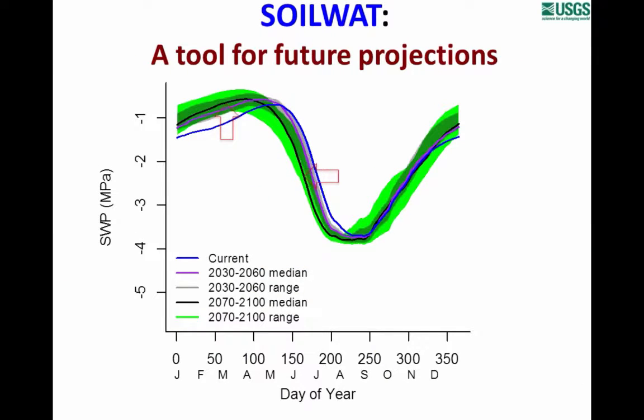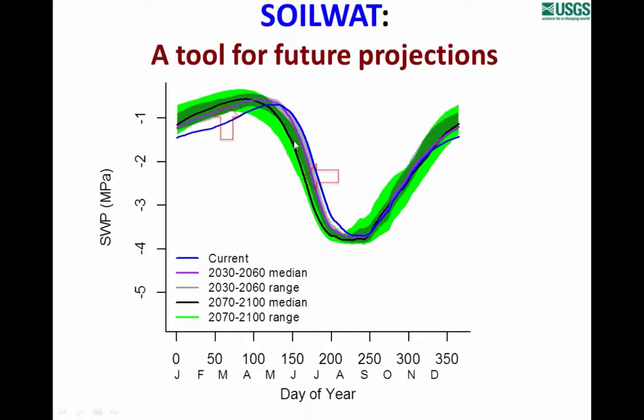So the other nice thing about this modeling approach is it provides a really approachable synthetic tool for thinking about what the future holds. I'll illustrate that with this. This is typical soil moisture conditions in sagebrush ecosystems. And what I'm showing here on the y-axis is soil water potential, so wetter at the top, drier at the bottom. And again, we've got the seasonal pattern throughout the year. The blue line is current conditions for several hundred sites that we simulated throughout the range of sagebrush. And the other colors are different future projections.